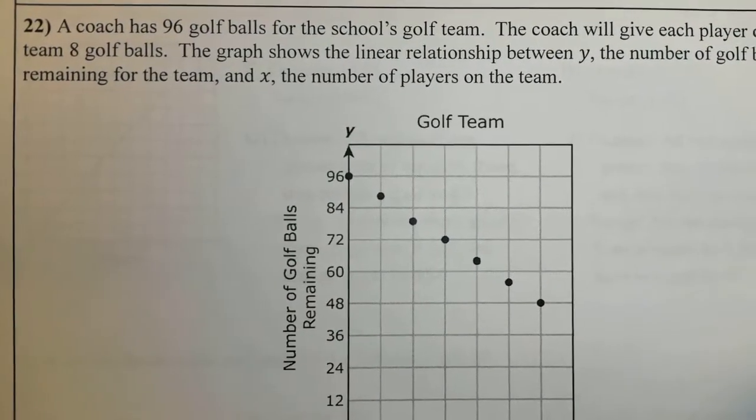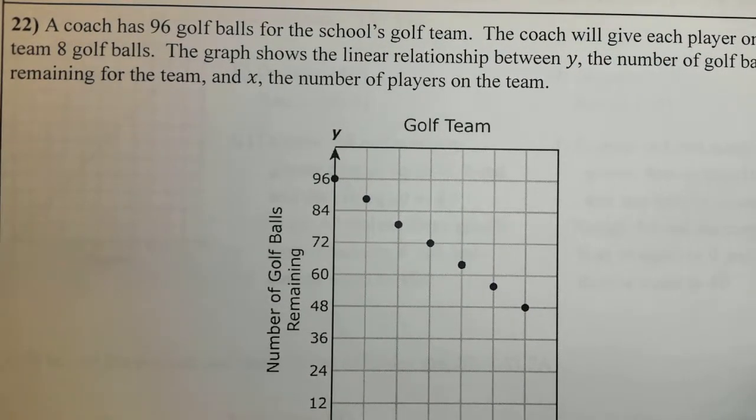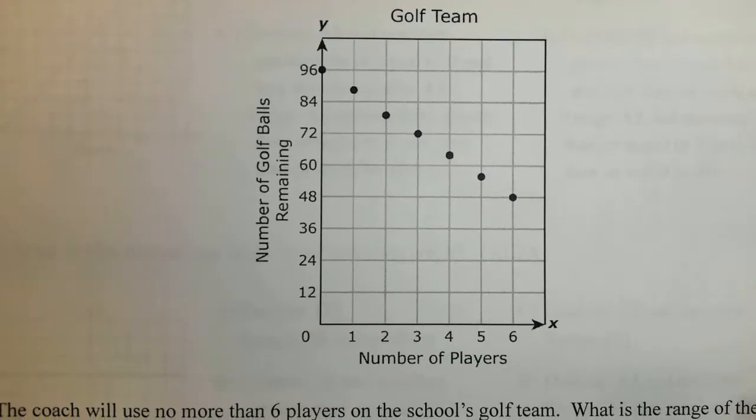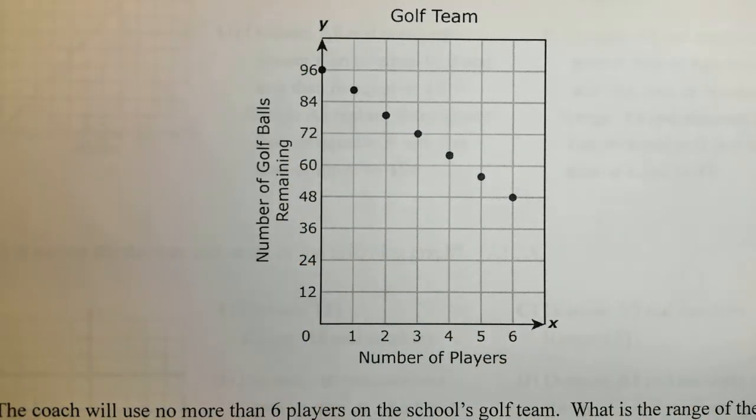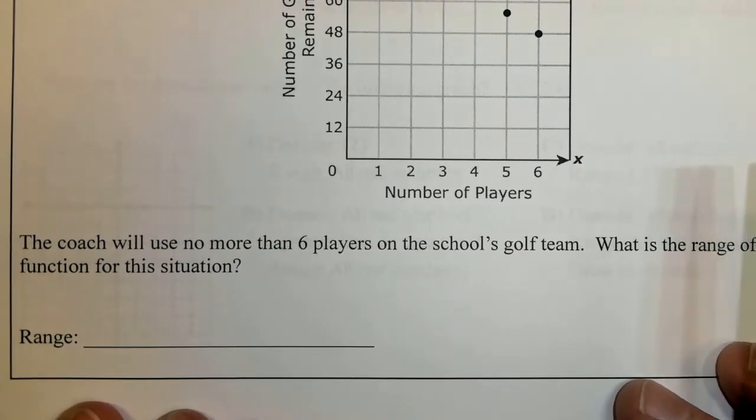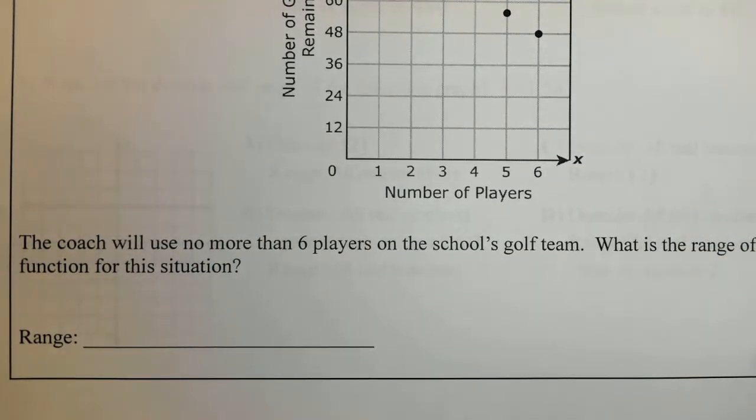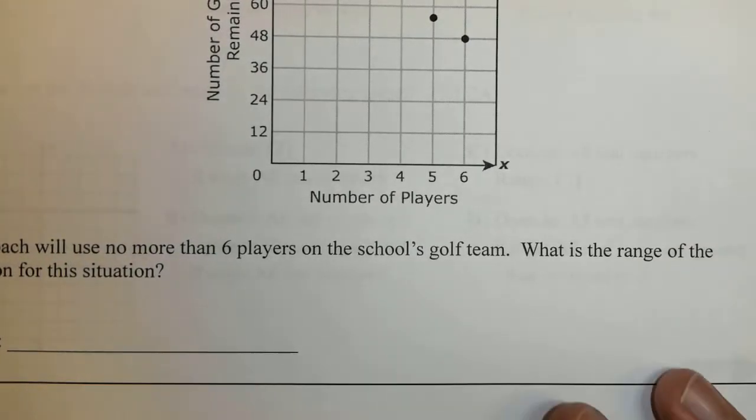Okay, 22. Oh, this is a lot of words. Oh my gosh. A coach has 96 golf balls for the school's golf team. Okay, each player gets 8. Graph shows my relationship. Okay, yada, yada, yada. So it gives us a graph with some dots. Okay, we have number of players, number of golf balls remaining. Okay. I want to focus on the question. Okay, that's not important. What is the range?